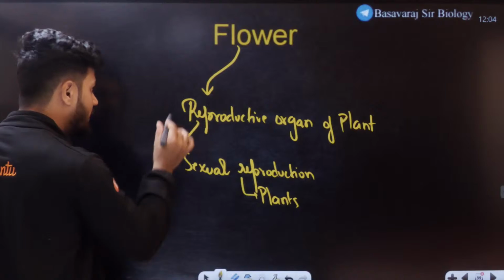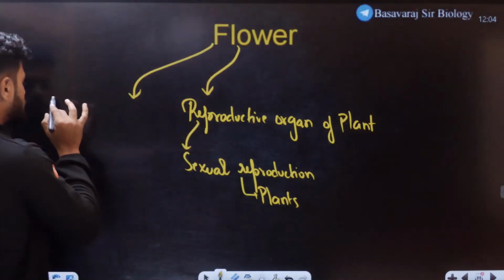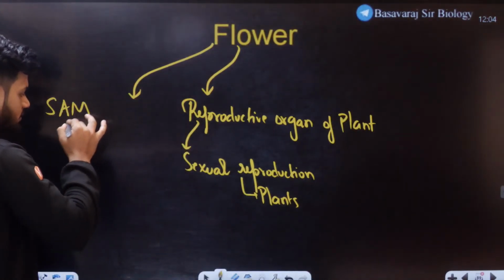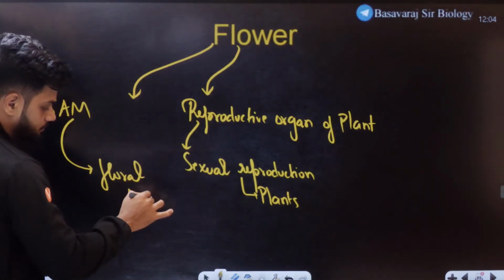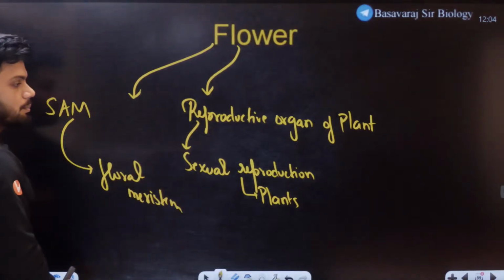In the case of flower, the shoot apical meristem is modified into floral meristem here.